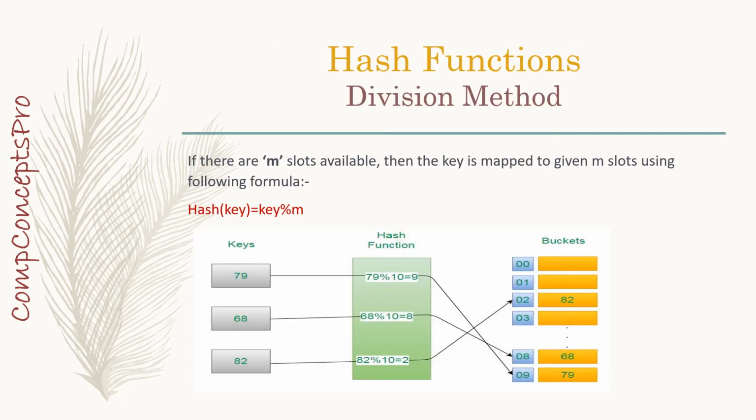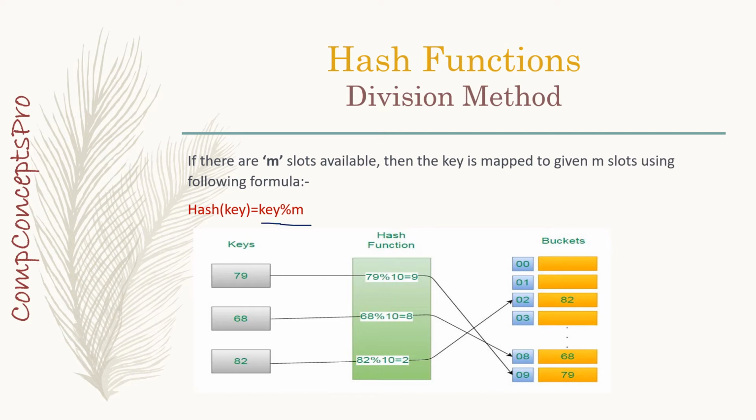Now let's see some hash functions which are used to calculate the hash values or indexes of the hash table. First one is the division method. This is the most common and easiest of all the hash functions. The formula for the division hash function is simply key mod m.